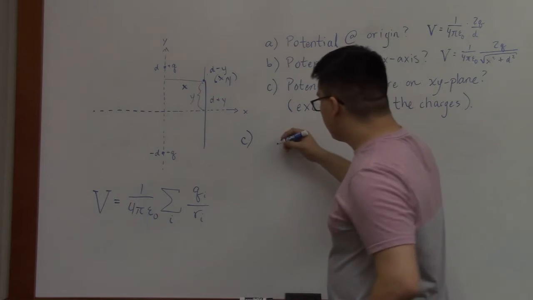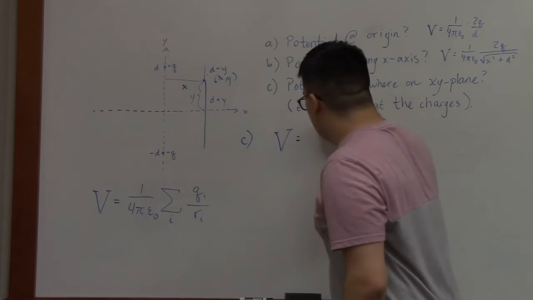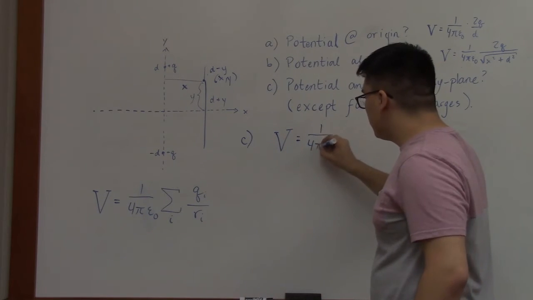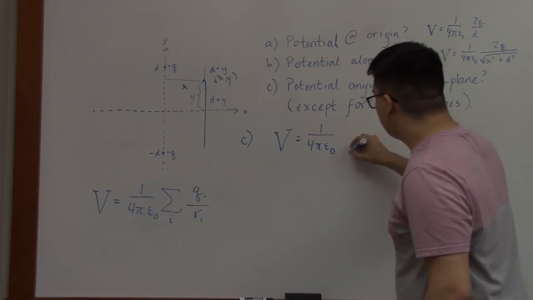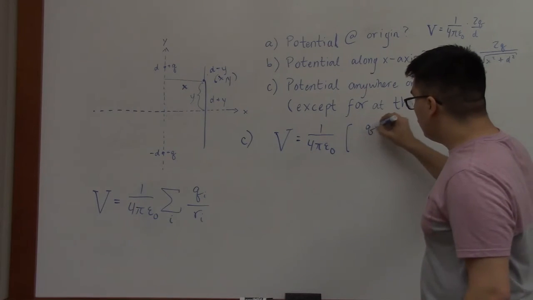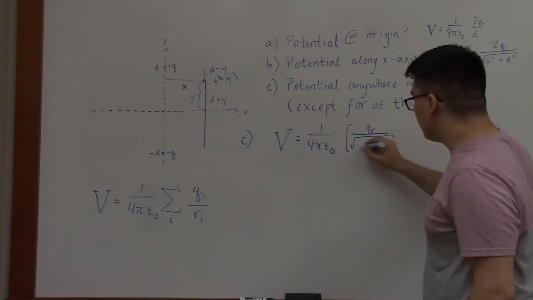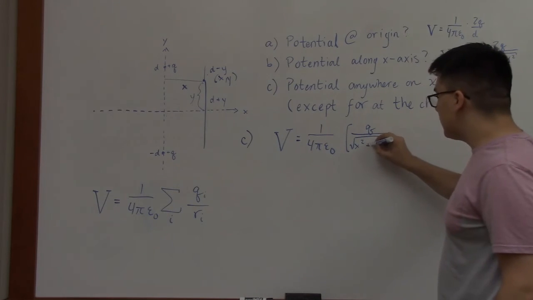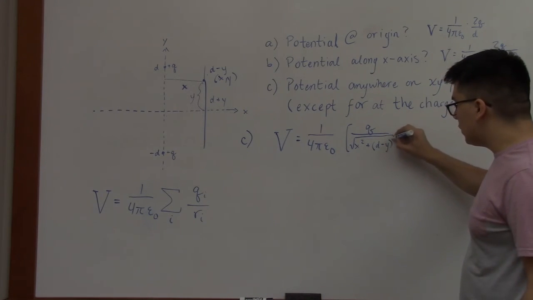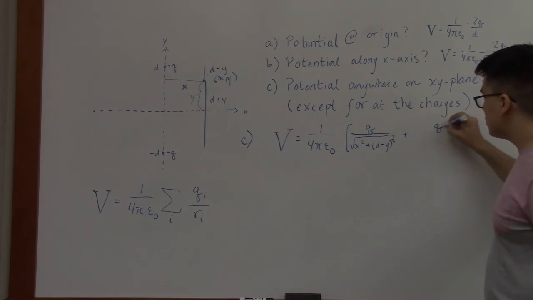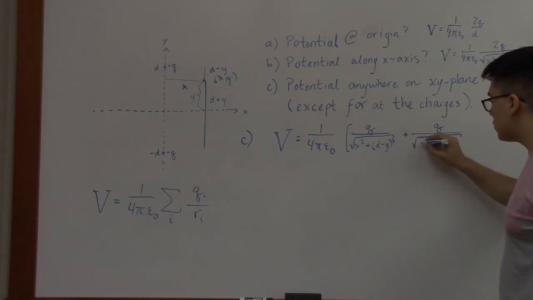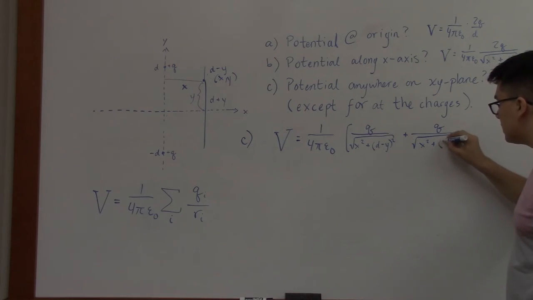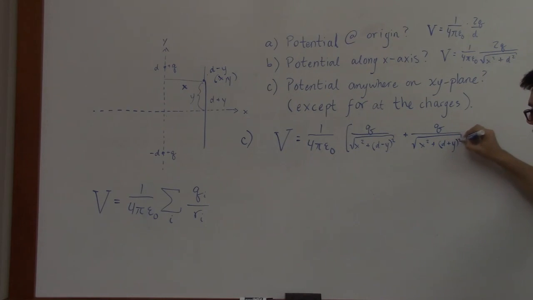This means that the potential is going to be 1 over 4 pi epsilon naught times q over the square root of x squared plus (d minus y) squared, plus q over the square root of x squared plus (d plus y) squared.